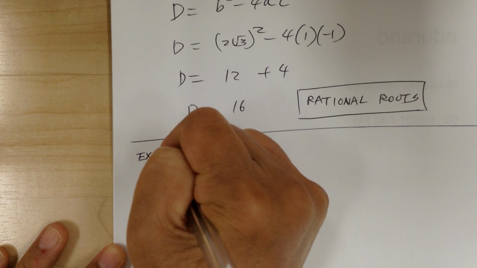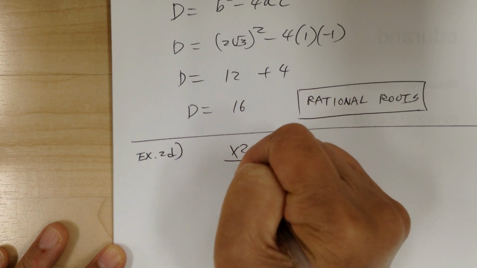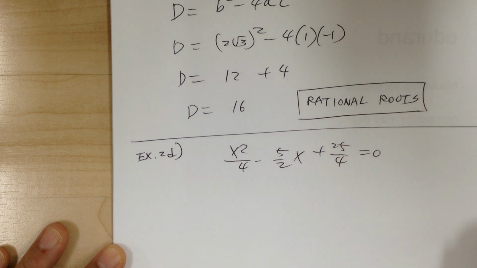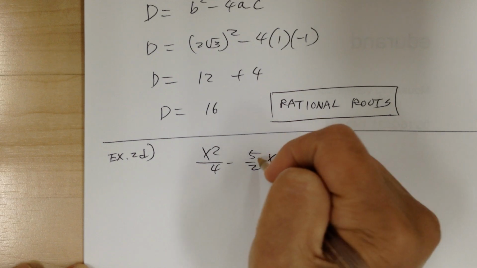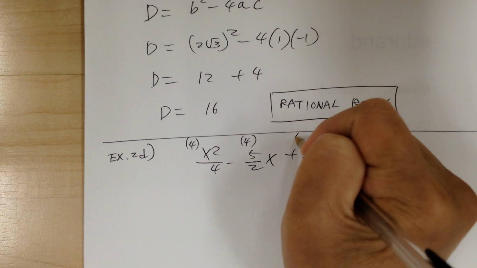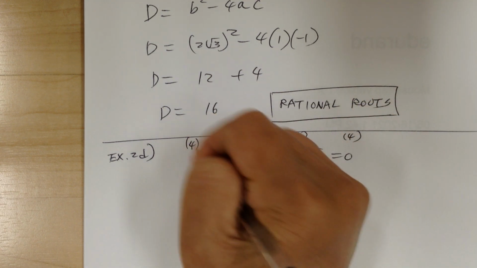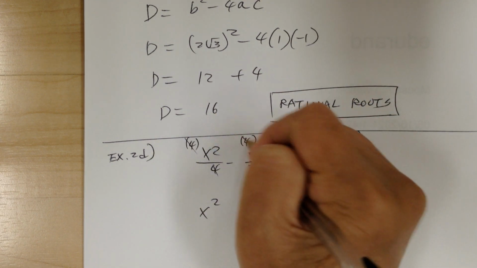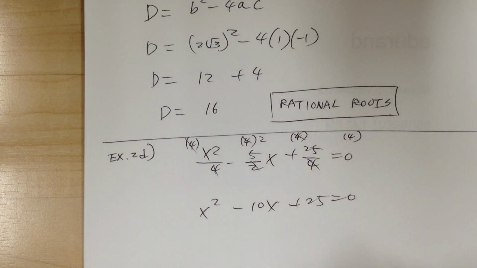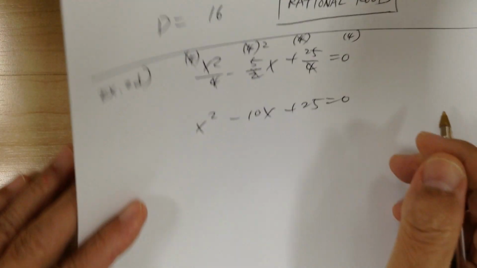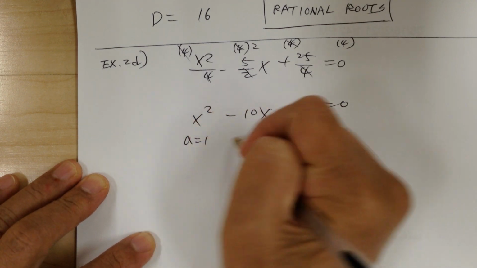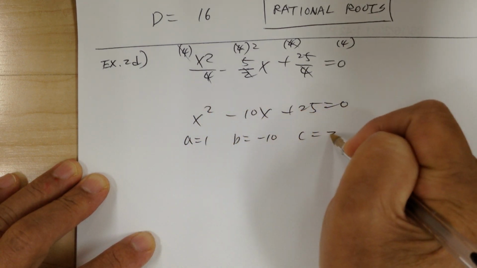Example 2D. You've got x squared over 4 minus 5 over 2 x plus 25 over 4 equal to 0. For this one, before we do anything, I'm going to multiply everything by 4 to get rid of the fraction. So this cancels out, I get x squared, this cancels, so minus 10x, this cancels, so plus 25 equal to 0. And so again, a equal to 1, b equal to negative 10, c equal to 25.